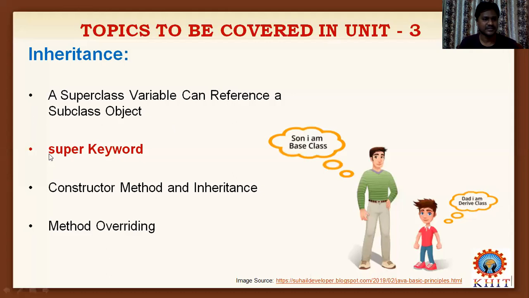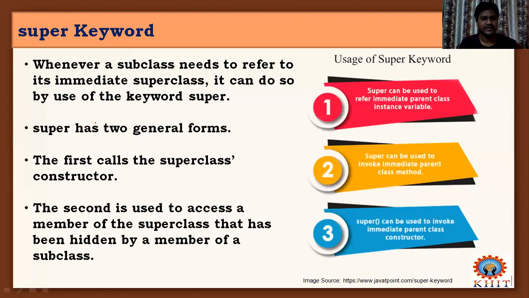Next topic: the super keyword. The super keyword is introduced in Java specifically for such usage. Whenever a subclass needs to refer to its immediate superclass, it can do so by use of the super keyword. The first use is that the super keyword can be used to refer to an immediate parent class instance variable.